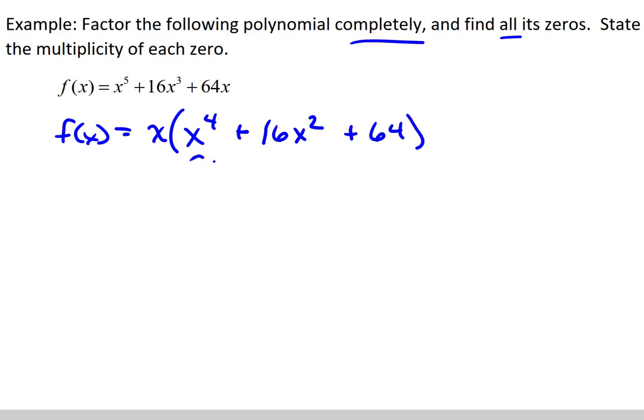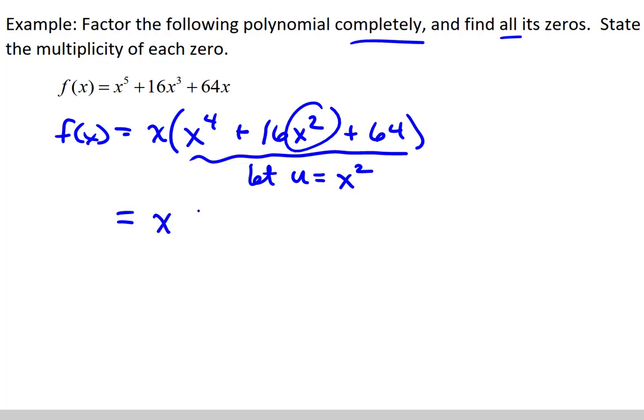Now we'll try to continue factoring this three-term trinomial that's left over, the x to the fourth plus 16x squared plus 64, and you'll recall there are ways to get through this. It's quadratic in form. It's not exactly quadratic, but the way to get around that would be to use a substitution. So we'll say let u, usually the letter u is used for this, let u equal x squared. That's the variable in our middle term. Then we rewrite this using the substitution. So this is really x times u squared plus 16u plus 64.